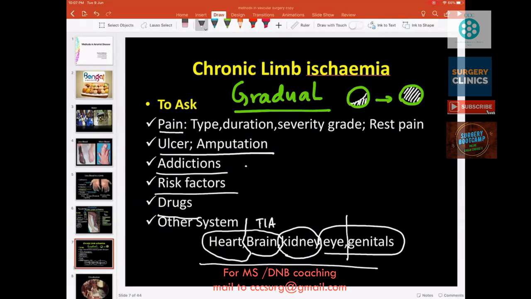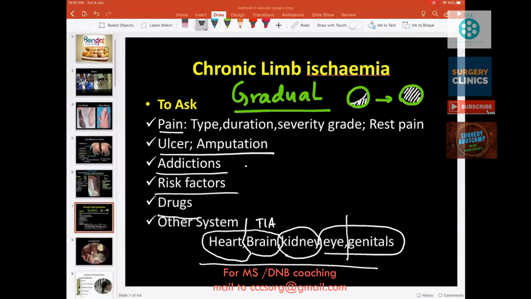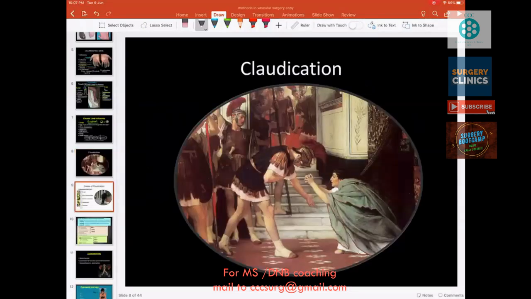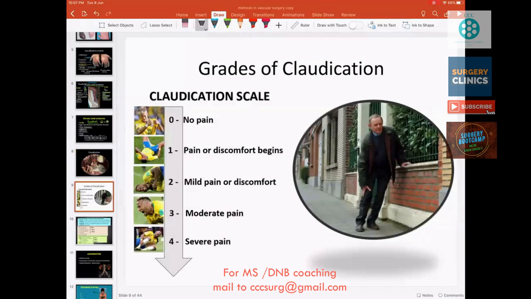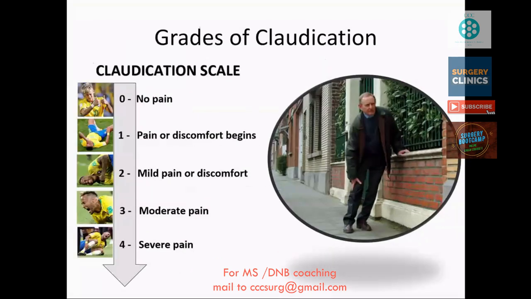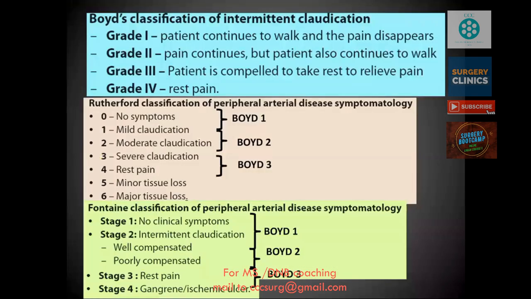The most and the first important thing is something called claudication, named after the Roman Emperor Claudius, where you are reminded that the word claudication technically means a cramp-like pain. Now, if you remember this cramp-like pain, and with an AMR scale, interestingly enough, remember that Boyd's classification is something that you are asked in your viva most commonly. You should be able to say this as a must-know topic. Everyone must know what is a Boyd's grade of intermittent claudication.